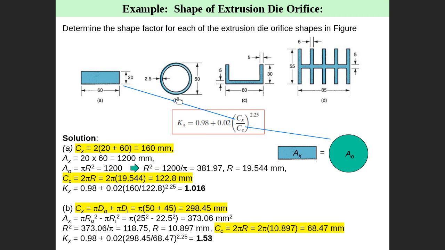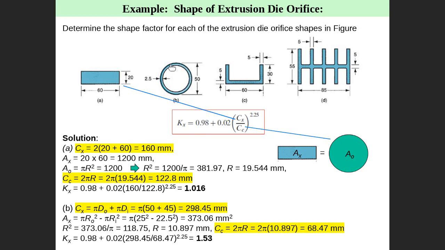It is two perimeters: the outer perimeter and the inner perimeter. Cx here is the total perimeter. Somebody said this is a circular shape, but it is a hollow shape. When we talk about solid circular, the default one is solid circular. This one is hollow, so it is not the same. It's different, so we do not apply the solid circular shape.